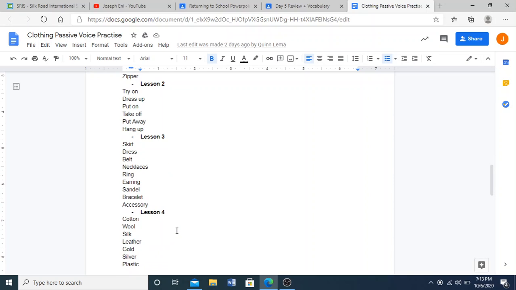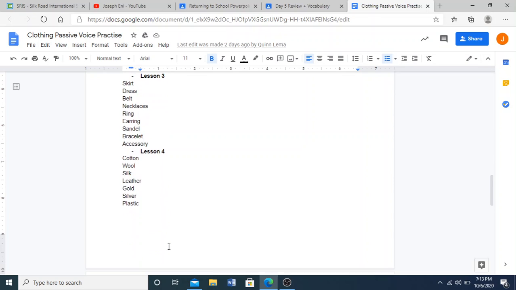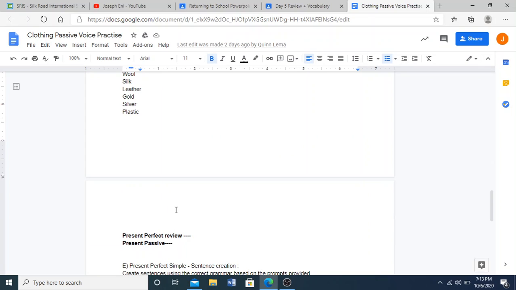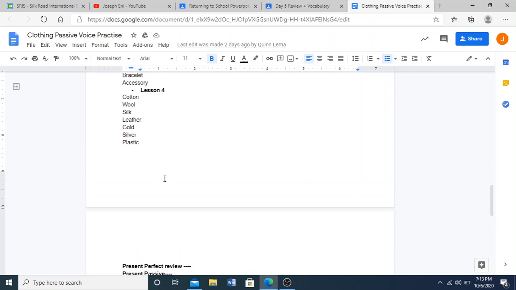Lesson 4, which we had yesterday, I remember we were able to do this correction in the class during the lesson. We were supposed to use these words to complete the sentences about what clothes are made of. So the first one is cotton. Then we have wool, silk, leather, gold, silver, and plastic. So these are the corrections for the work that we've been doing so far.